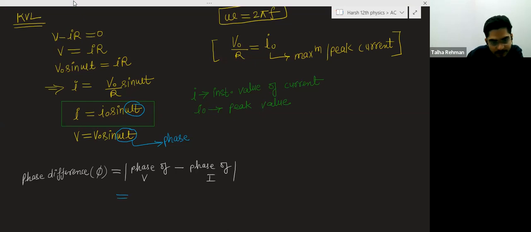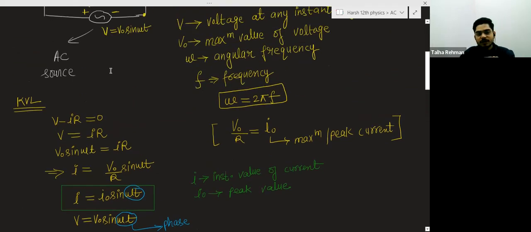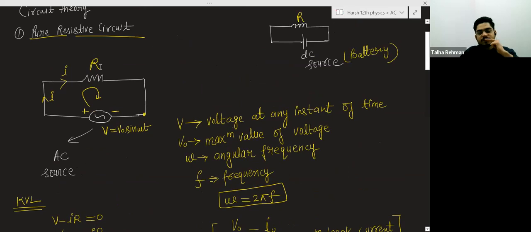When you calculate the phase difference, what is the phase of the voltage? Omega t. What is the phase of the current? Again omega t. So you get 0. The phase difference between the current and the voltage is equal to 0 in the case of a purely resistive circuit.